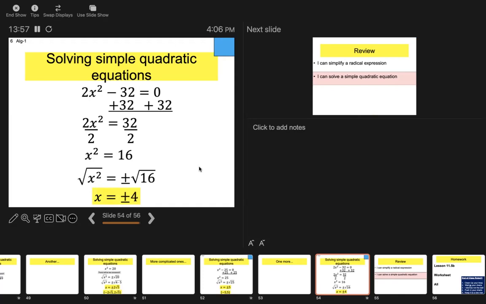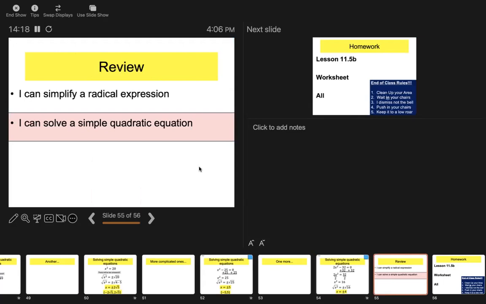So the worksheet that I gave you, 11.5b, those are the 3 things that we did. We did take the square root of some variables. We did take the square root of some variables and a number inside the square root where there's a perfect square hidden in there somewhere. And lastly, we solved simple quadratic equations. And that was what you missed from class.